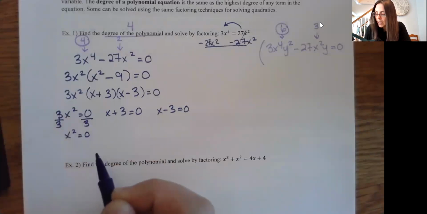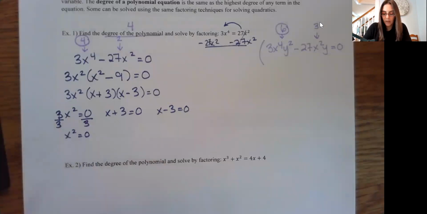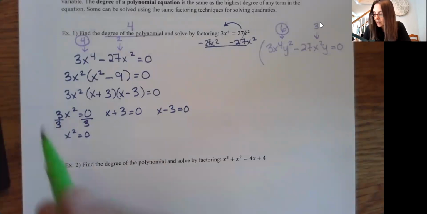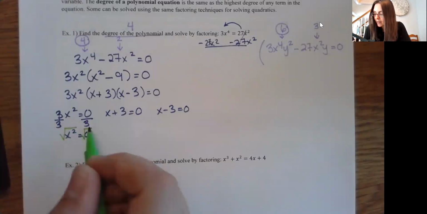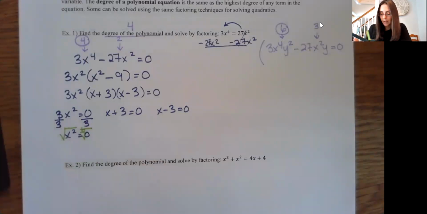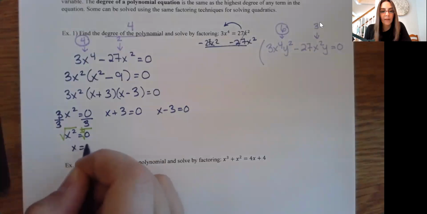And then what you could do is take the square root here on both sides. Now technically there's a plus or minus when you do your square root, but 0 does not have a sign. So it's just x equals 0 for my first answer.